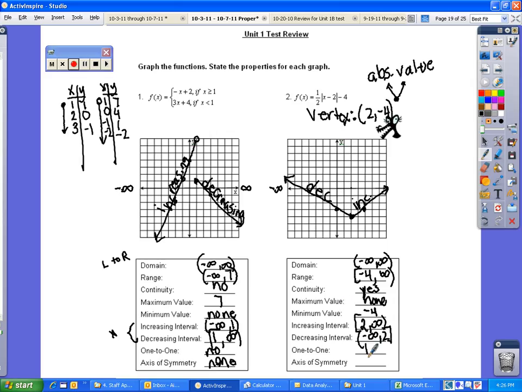It is not one-to-one because it fails the horizontal line test. And your axis of symmetry is where you have that line of symmetry, which on this graph happens to go right through here. So you have that mirror on both sides. Okay, it always goes through the vertex on an absolute value. And notice that's the x value of 2, and you have to write it as an equation. X equals 2.